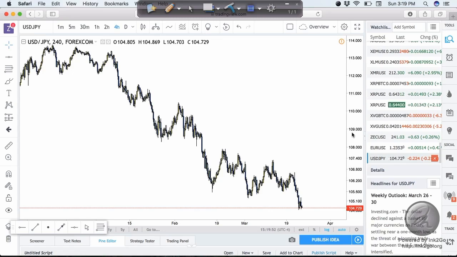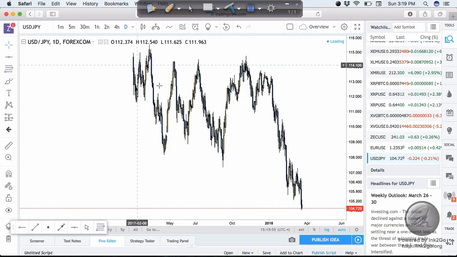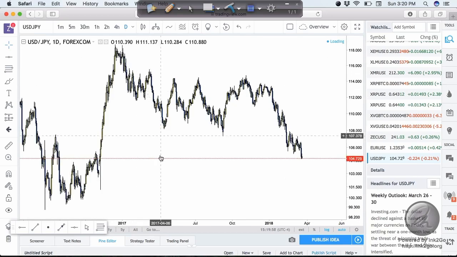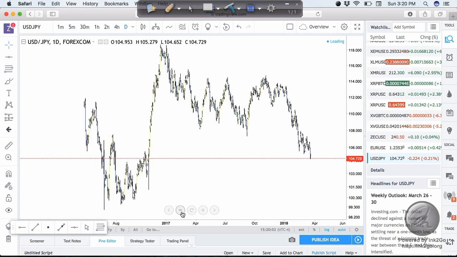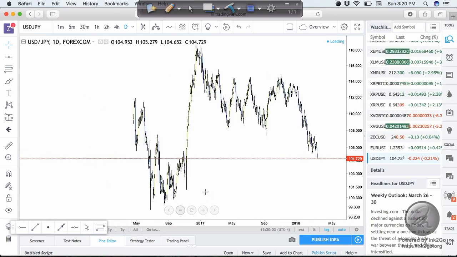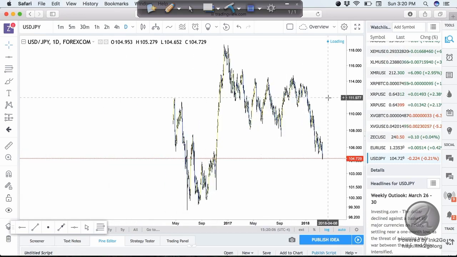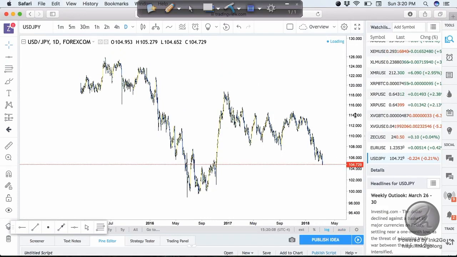Now I have a really good example of a harmonic that I drew out on USD JPY. This is probably the largest harmonic that I've drawn, as well as the most profitable so far since I've been trading. Actually one of my favorite to reference.